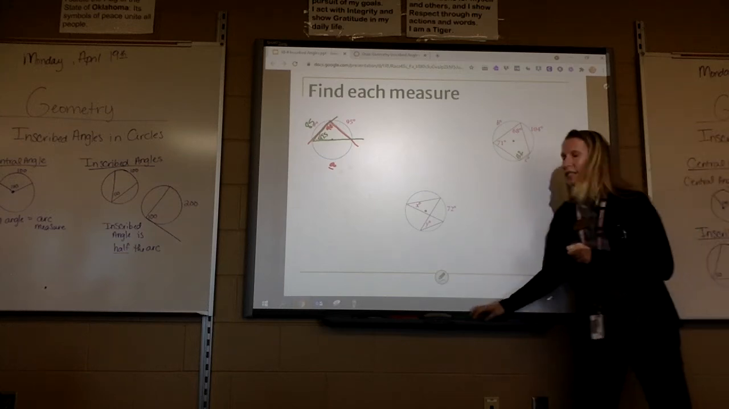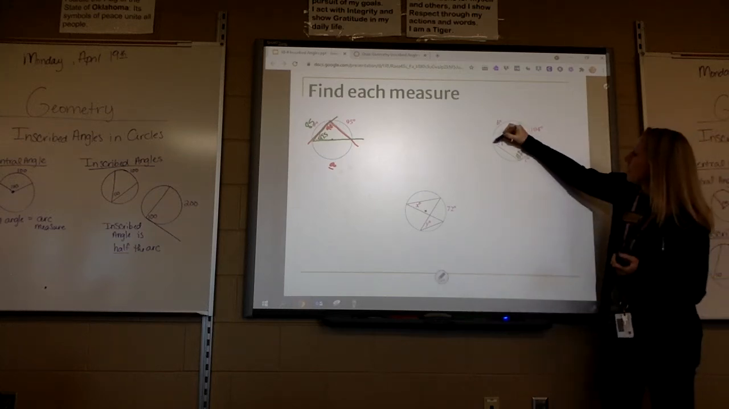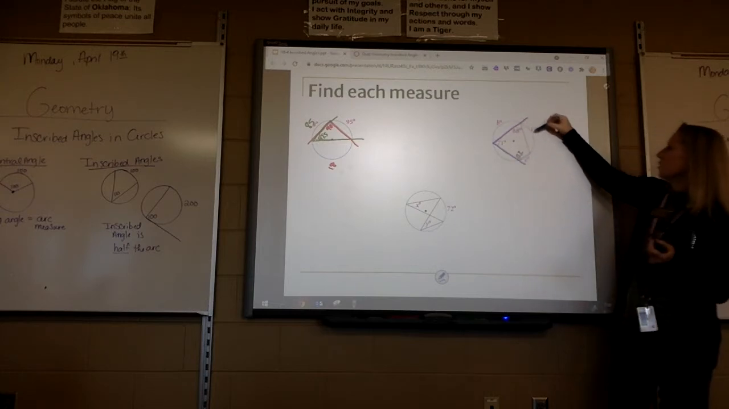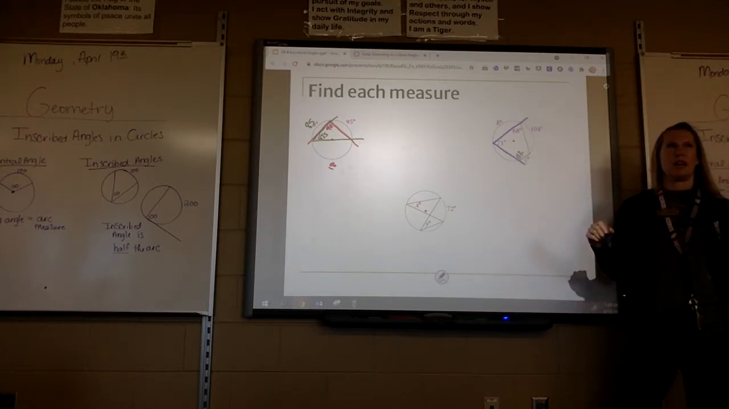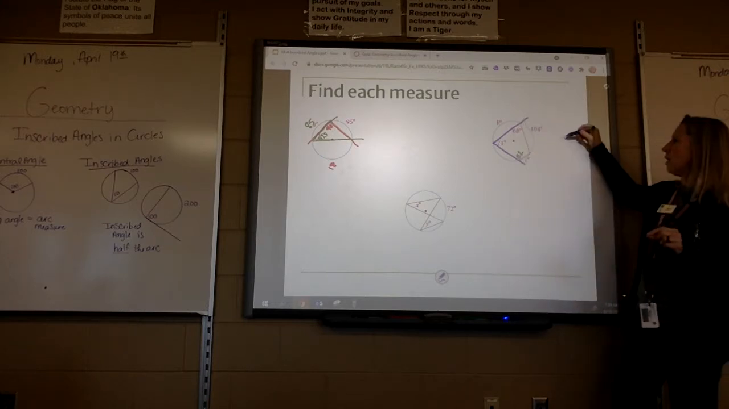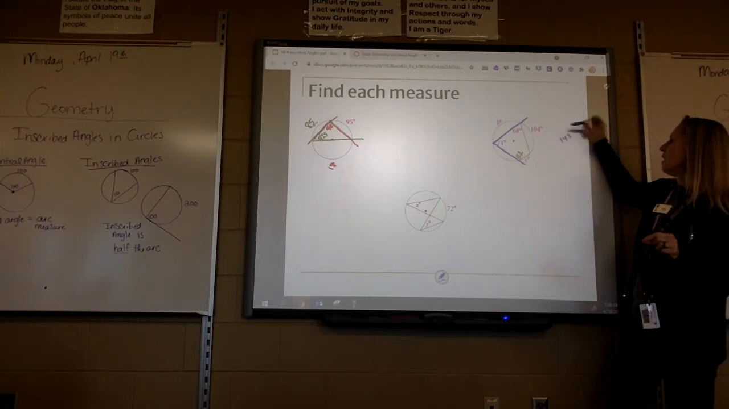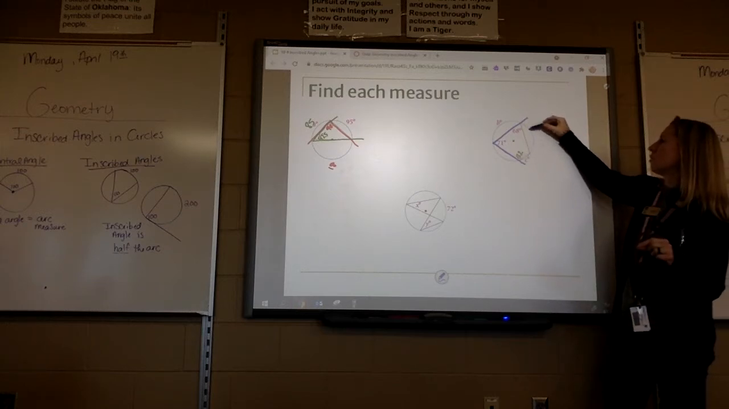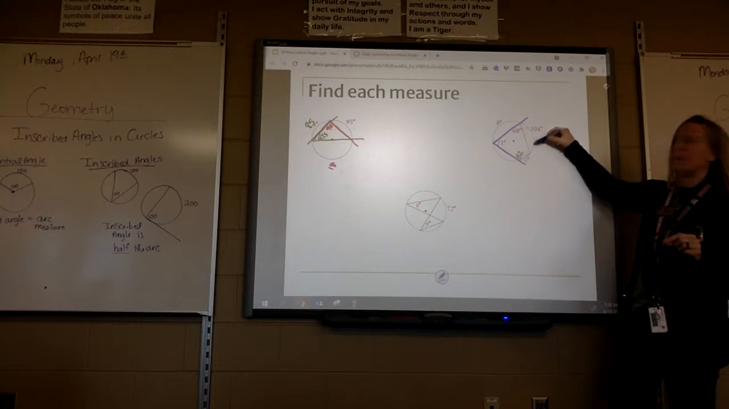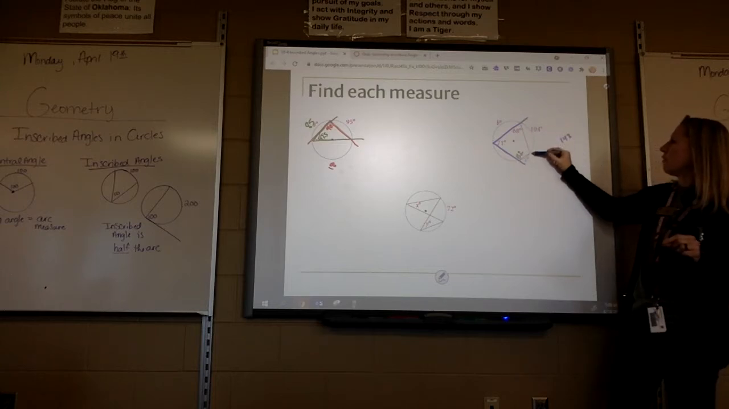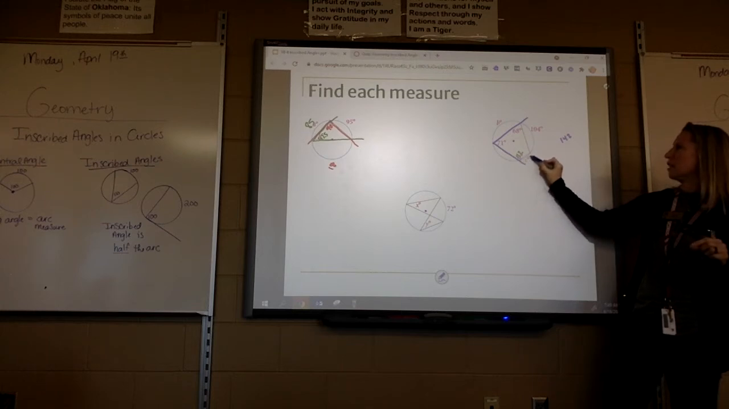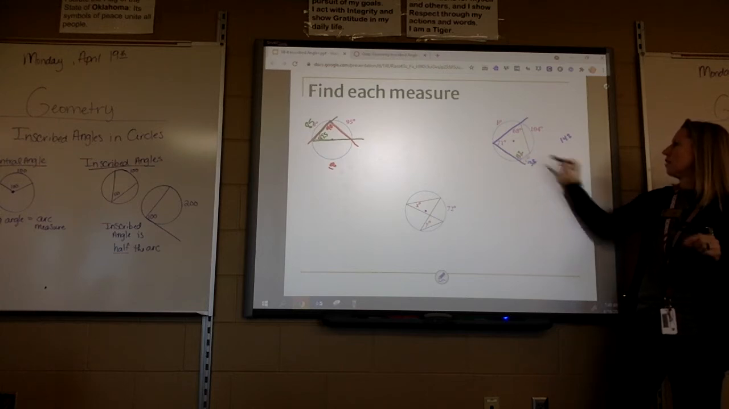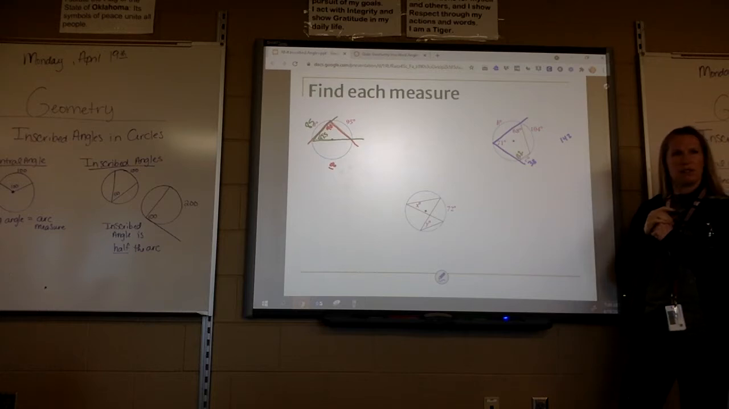Let's look. This is kind of a tricky problem. You guys see the 71 degrees right here? So it goes with this entire arc. What's 71 times 2? 142. So that means this entire arc would be 142. If this is 104, what's 142 minus 104? And then I'd get C. Okay, good. Was that hard? No.